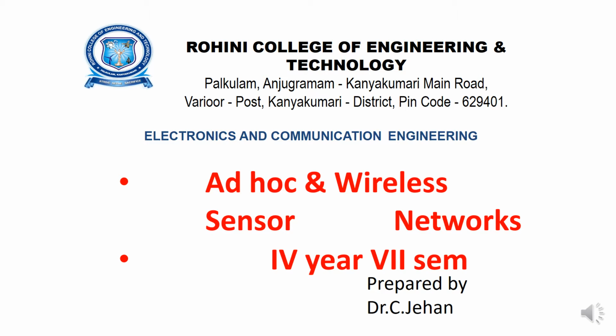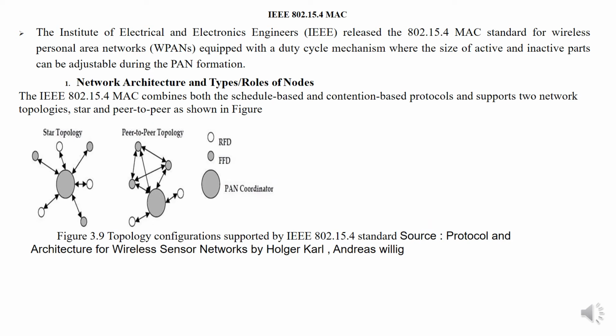So in this video I have discussed about wireless sensor networks: the IEEE 802.15.4 MAC protocol. The Institute of Electrical and Electronics Engineers (IEEE) released the 802.15.4 MAC standard for wireless personal area networks (WPAN), equipped with a duty cycle mechanism where the size of the active and inactive parts can be adjustable during the PAN formation.